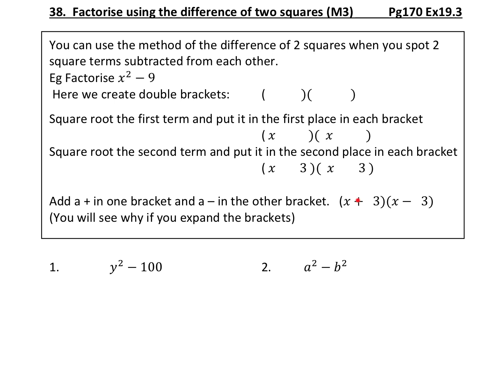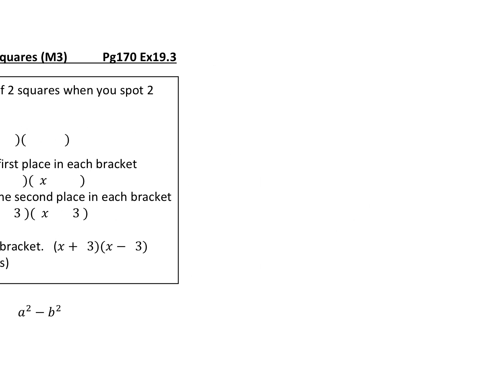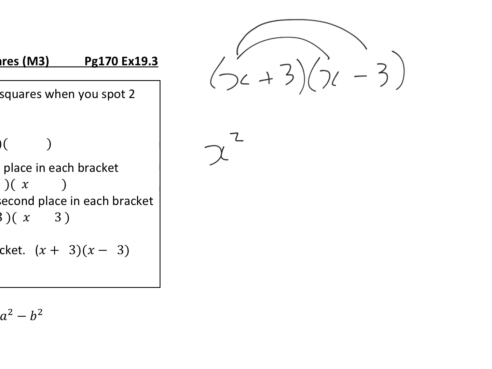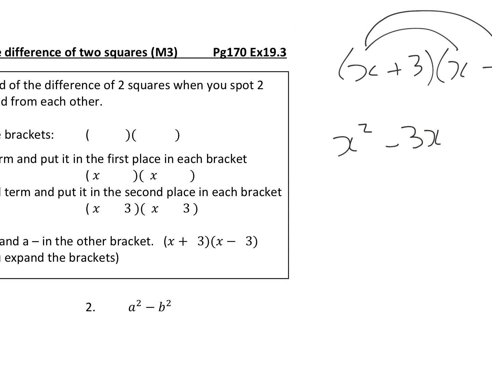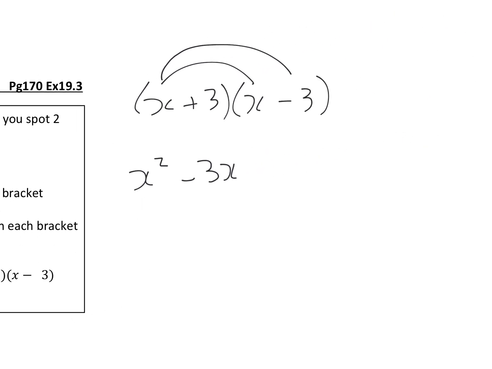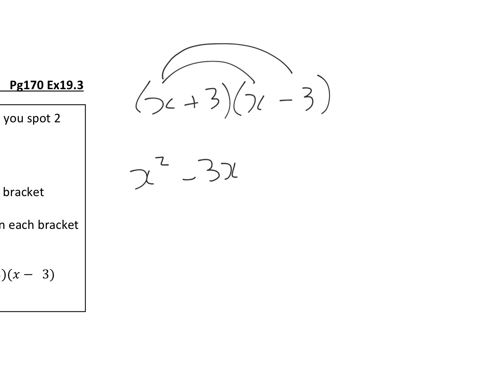It doesn't matter, by the way, if you add a minus here and a positive here, as long as these two signs are different. Why does that work? Well, I'll just do it at the side here, show you where that comes from. If you expand out x plus 3 and x minus 3, the x times the x gives you x squared, but then you get a minus 3x, and we want it to be x squared minus 9. We don't want any x terms. Just minus 3x is a problem.